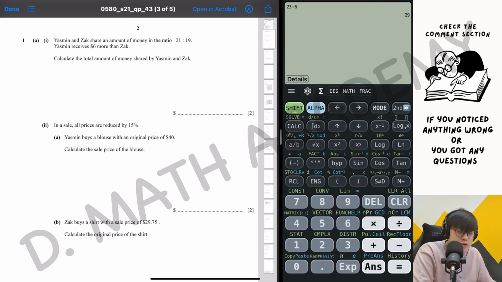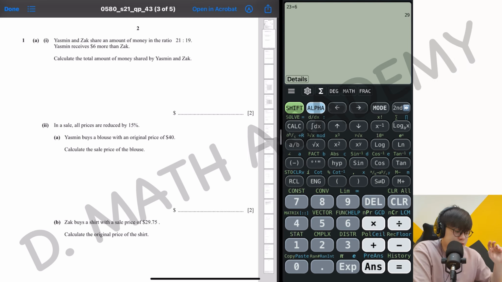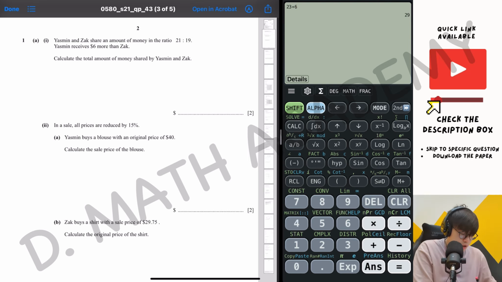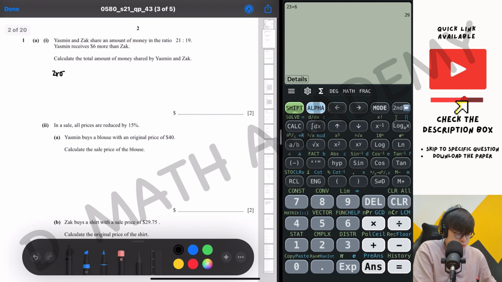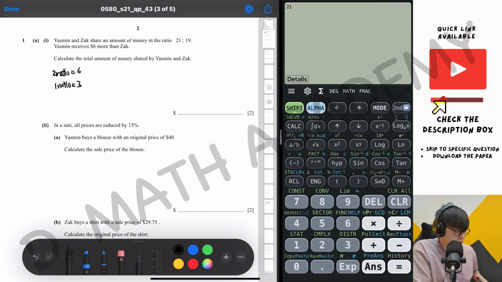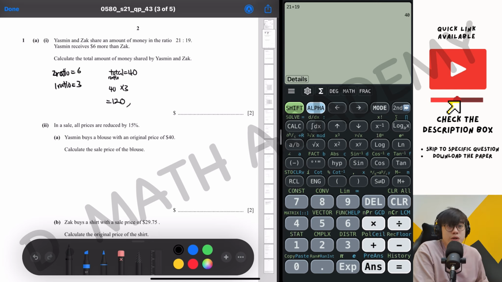So the first thing that I'm going to do is to find the difference first in the ratio part. The difference is 2. So you know that 2 ratio is actually 6. So 1 ratio will be 3. So if this is the case, when you take 21 plus 19, you will get your total ratio as 40. So take this 40, multiply with 3, you will get your final answer as 120. So that's how you get the results of this.